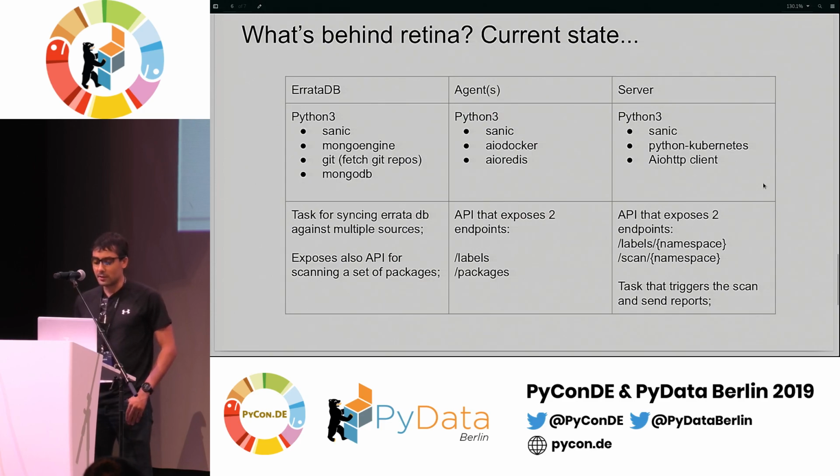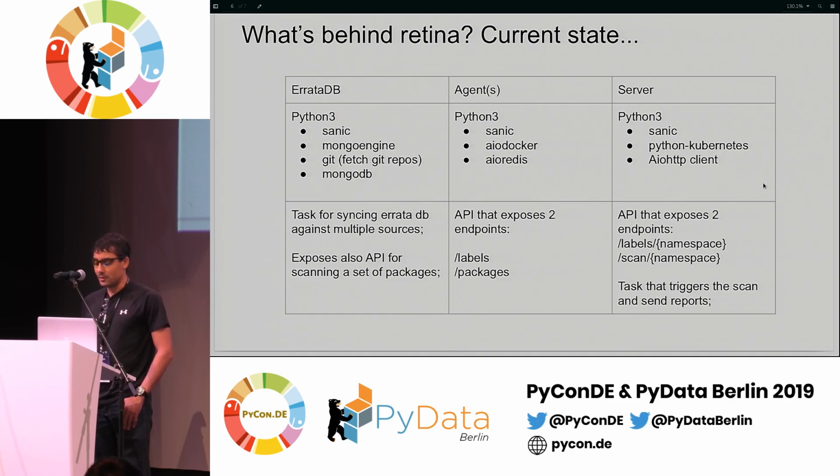So I'm going to this slide first. Basically we saw that we need to implement our own solution for that, and most probably afterwards open source this project. So we have created a solution called Retina, which is composed of 3 components: ErrataDB, agent or agents, and server. The ErrataDB is a component divided into parts.